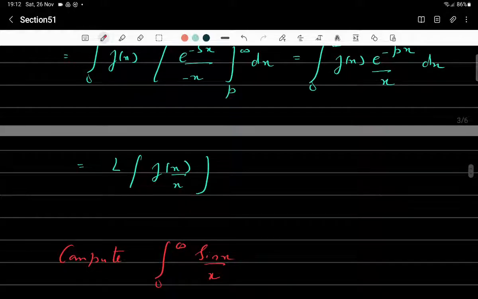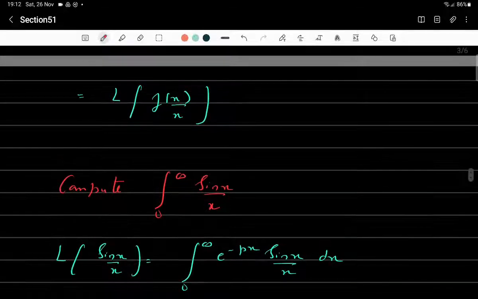So let's assume that I need to compute the integration of 0 to infinity sin x by x. I have to use the Laplace transform. If you see this formula, it would be Laplace of f of x by x. It is not integration of f of x by x. So let's try to compute the Laplace of sin x by x if I have to use the above formula. See what will happen. So Laplace of sin x by x is this one. So there I am stuck.